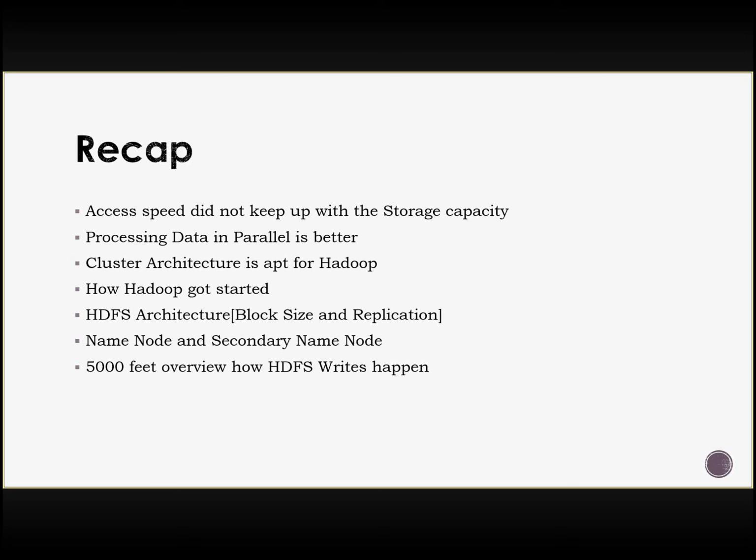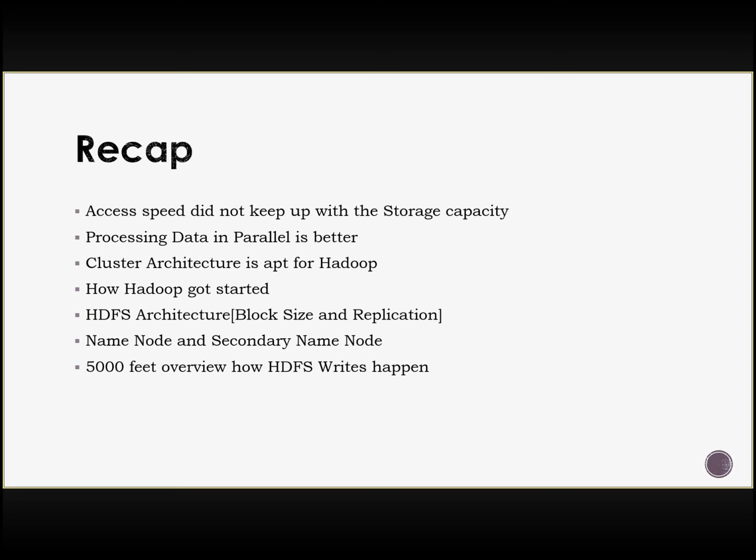So with this recap, initially we started with access speed. We compared how, within 10 years from 1980, the hard disk capacity in which you can store data increased, whereas the access speed did not keep up with the storage size. That is what we discussed first, and then processing data in parallel, which is better. I told you how, instead of having one big CPU with one big hard disk, it is better to process the data in parallel.